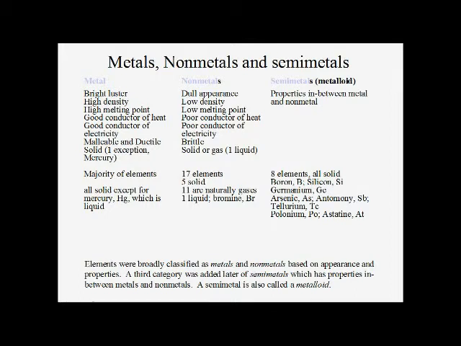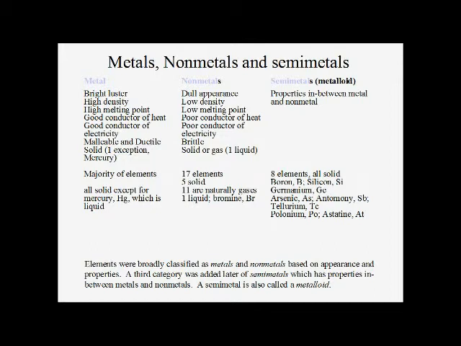So we have only 17 elements that are nonmetals, 5 of them are solid, and 11 of them are gases. Only one of them is a liquid. Our semimetals, we take these from the border of our metals and nonmetals. So we take some of the metals, some of the nonmetals, and we classify them as semimetals. They have properties in between metals and nonmetals.